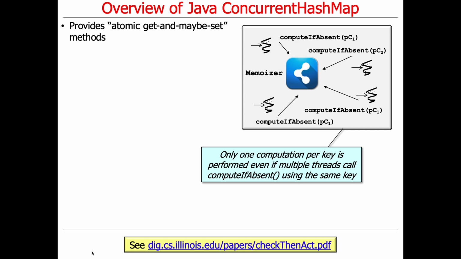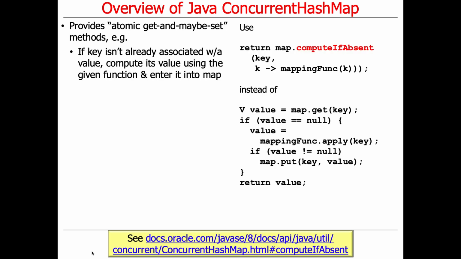The other cool thing that the concurrent hash maps provide are these so-called atomic get and maybe set operations. I like to call them atomic check-then-act operations. We've seen some examples of this before, things like computeIfAbsent or putIfAbsent, which conditionally do stuff depending on whether you're the first one in or not. We'll take a look at this. This is really cool, very, very optimized. You don't have to do a lot of work yourself to make these things work like that. So here's some examples of these atomic get and maybe set methods.